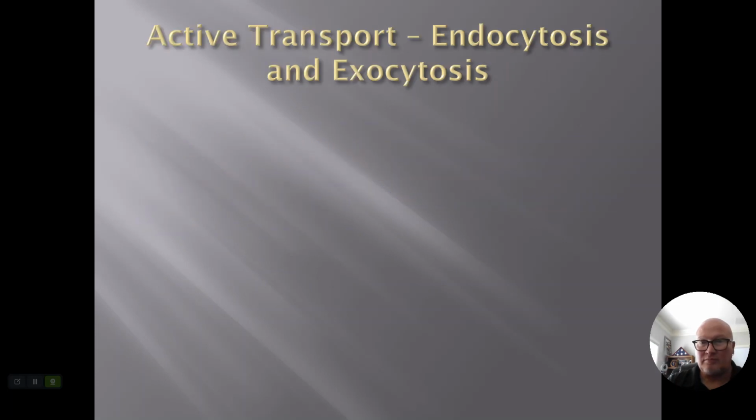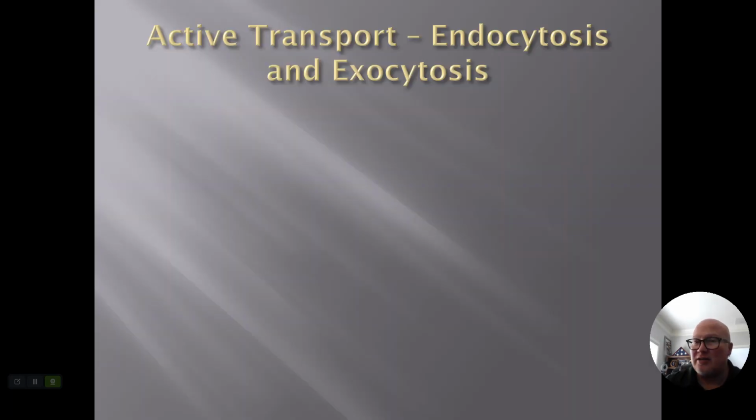Active transport is when we have to use energy to move things into and out of a cell to help maintain this balance. This is called endocytosis and exocytosis. Endocytosis is when we move things into the cell, and exocytosis is when things are moved out of the cell. So that's just a little background about the cell.